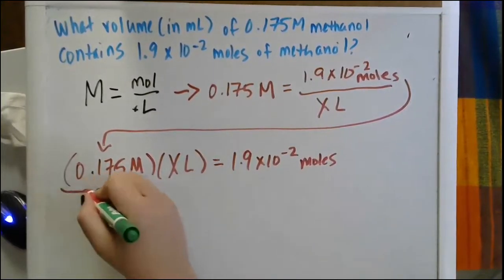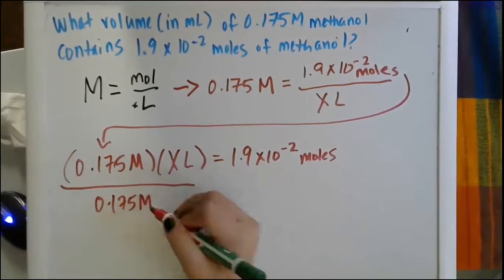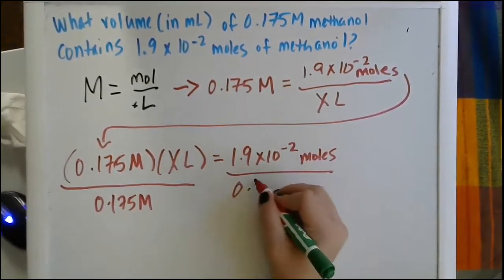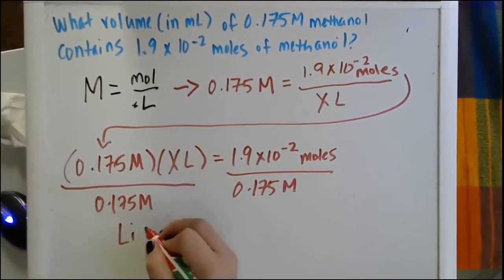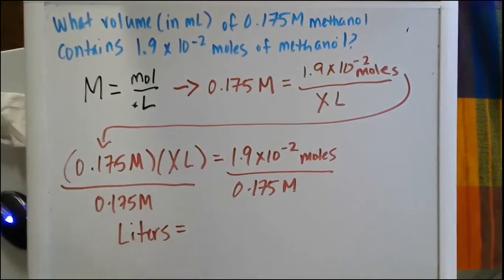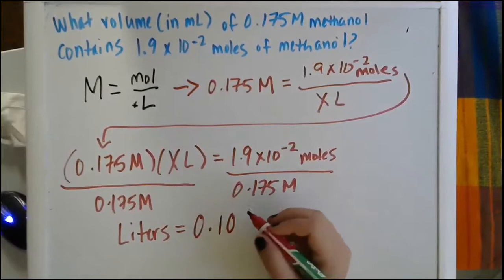Okay, now we'll divide this by 0.175 molar. And our liters value is going to be, small drum roll, 1.9 times 10 to the negative 2 divided by 0.175 is 0.109 liters.